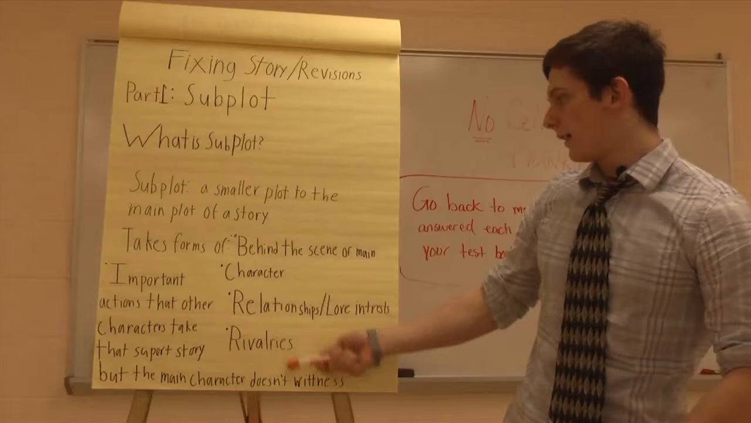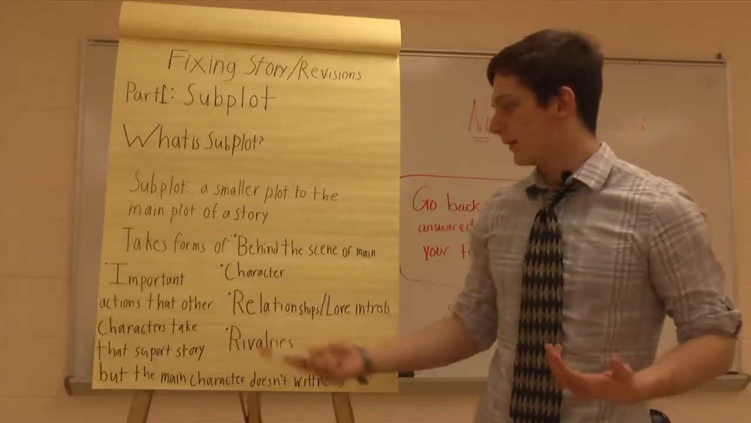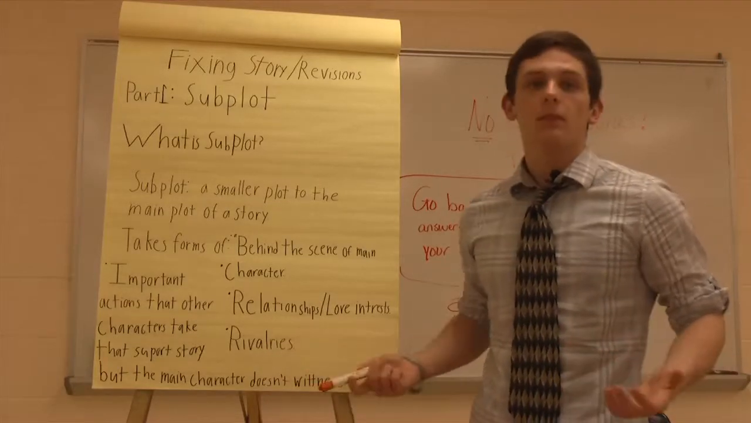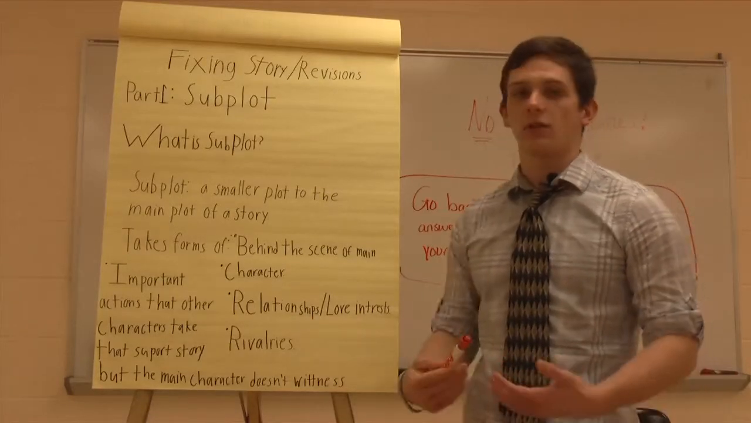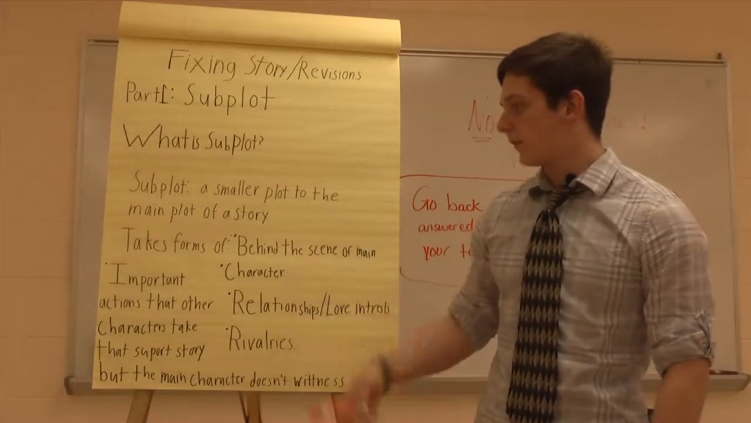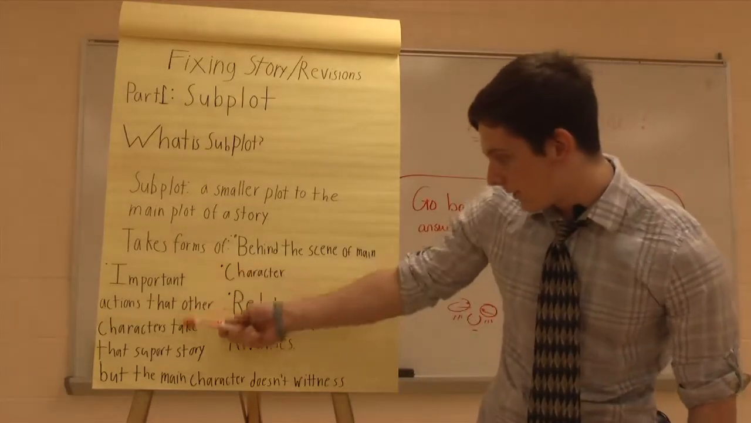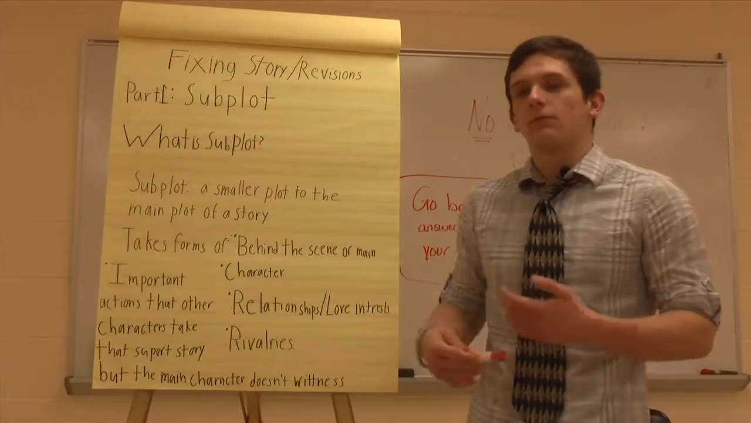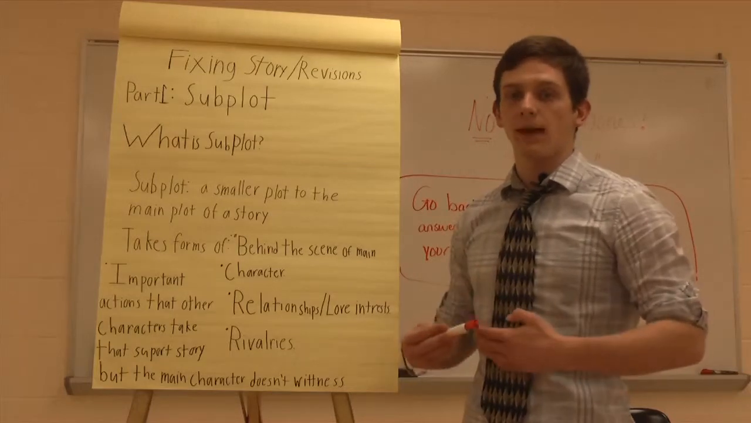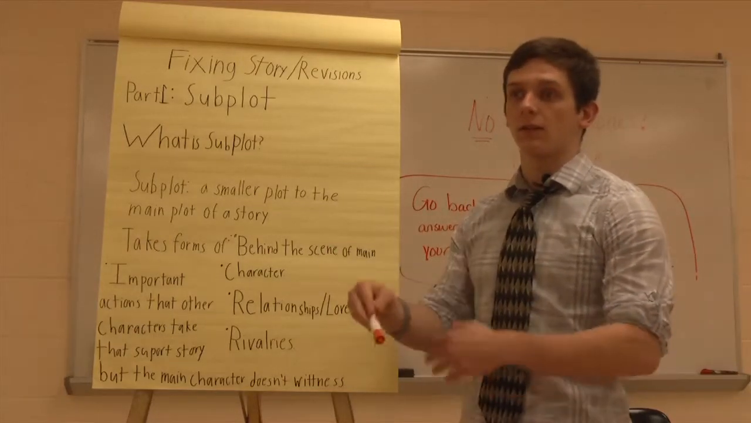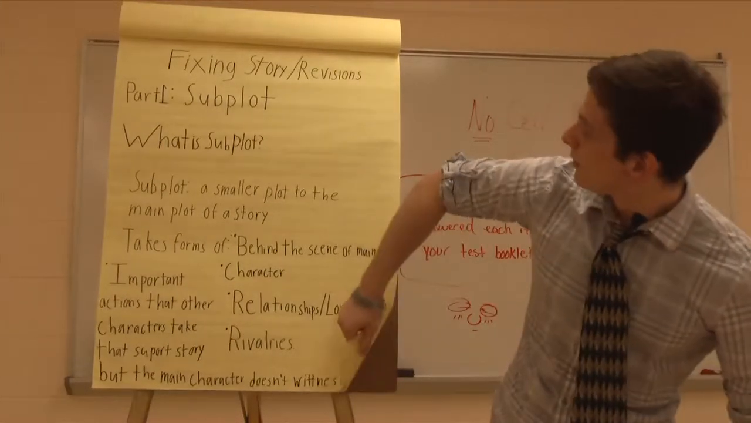So right here, I listed out the behind the scenes and whatnot, and this is basically a list of what subplots can consist of. It can consist of rivalries. As I said, it could consist of relationships with love interests. As I said before, behind the scenes characteristics. And also you have something that the two characters do, but the main character doesn't witness it. So that can have a major impact on the story if the two characters are focusing on the same thing that the main character is focusing on.